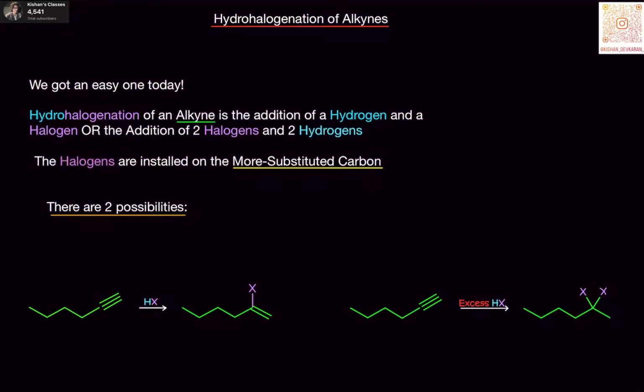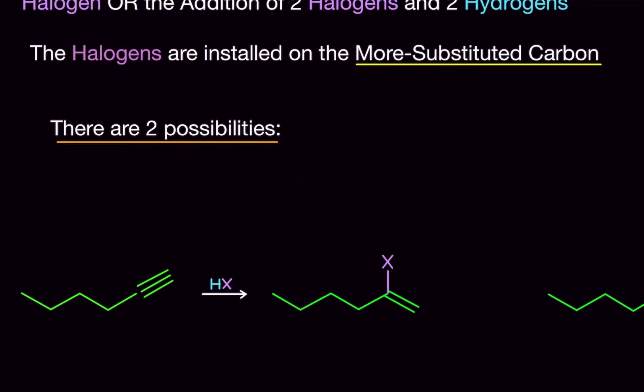Okay, here's the first possibility. We have our alkyne. We add HX. X could be bromine, chlorine, or iodine. Does not matter. It just cannot be fluorine. We add the halogen on the more substituted carbon, and then the hydrogen goes on the less substituted carbon, which we do not draw in.